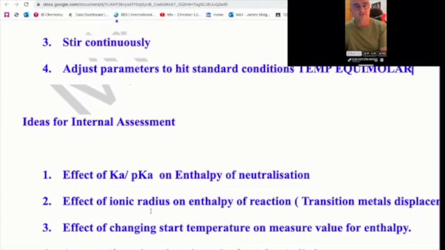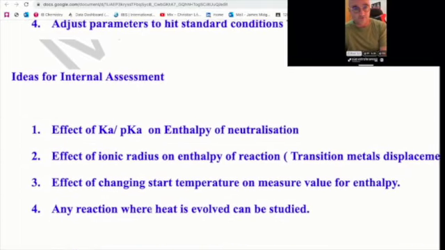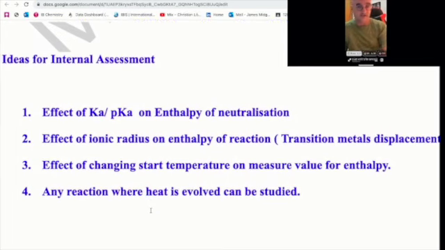So how can you use this for internal assessment? I'll put a few ideas on the board: look at different Ka values or pKa values, and look at the enthalpy of neutralization. Ionic radius. Because this temperature difference, working out delta H, you can use for any reaction where there is a temperature difference. So you could use it for displacement reactions, you could use it for oxidation reactions, measurable within the range of the thermometer probe, then that's absolutely fine.